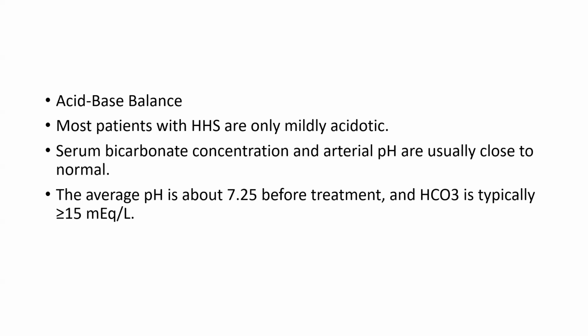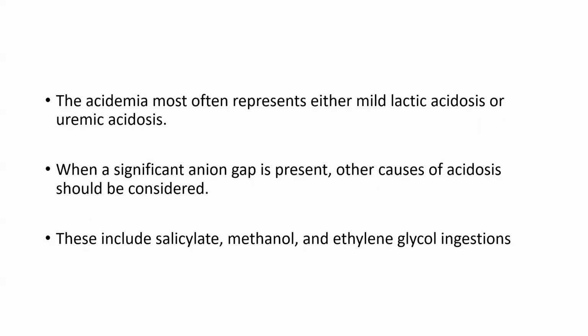Regarding acid-base balance, most patients with HHS are only mildly acidotic. Serum bicarbonate concentration and pH are usually close to normal. The average pH is about 7.25 and the bicarb is typically more than or equal to 50. The acidemia most often represents either mild lactic acidosis or uremic acidosis. When a significant anion gap is present, other causes of acidosis should be considered. These include salicylate, methanol, and ethylene glycol ingestion.